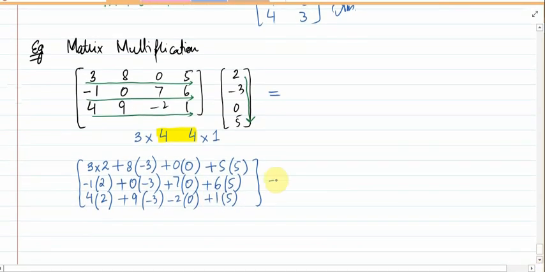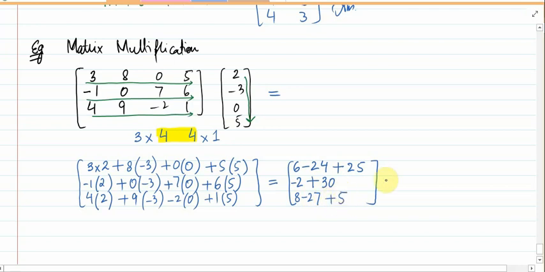Right? Now I'm going to solve it right here. So 3 times 2 is 6, 8 times negative 3 is minus 24, 0 times 0 is 0, no need to write it down, 5 times 5 is 25. The next one: minus 1 times 2 is minus 2, 0 times negative 3 is 0, leave it, 7 times 0 is 0, 6 times 5 is 30. The last one: 4 times 2 is 8, 9 times negative 3 is minus 27, minus 2 times 0 is 0, plus 1 times 5 is 5.